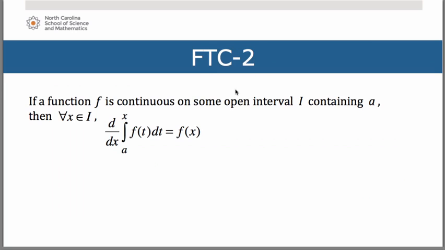If a function f is continuous on some open interval I containing a, then for all x element of I. So remember a nice mathematical notation here: the upside down A is a quantifier. It represents "for all x." The Greek letter epsilon means "is an element of." So really all this is telling us is that x is going to be in this open interval.